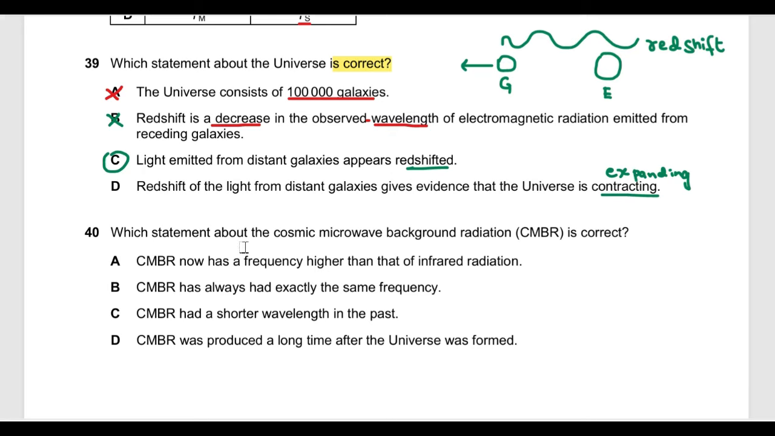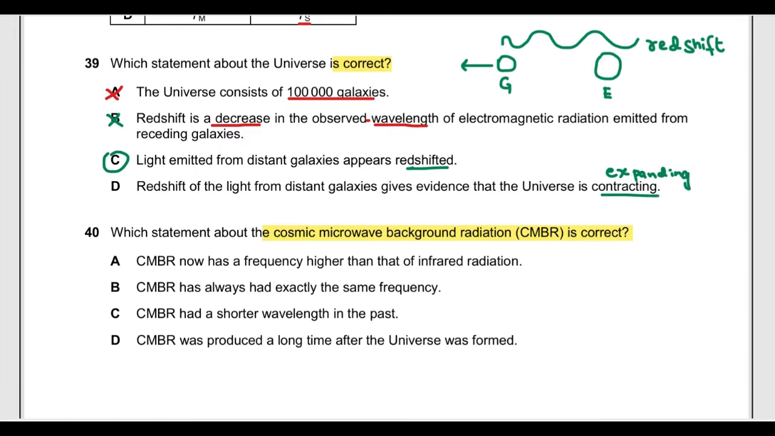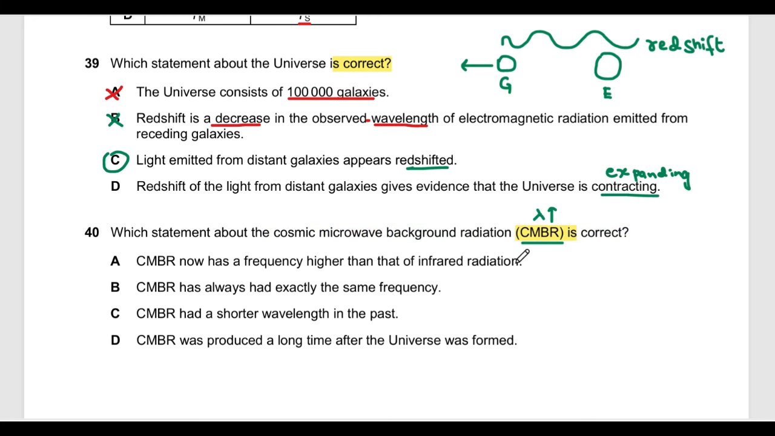Question 40 says which statement about cosmic microwave background radiation is correct? CMBR is the radiation that has been present since the Big Bang occurred, and the wavelength of CMBR is increasing and redshifting. So option C, which says that CMBR had a shorter wavelength in the past, is correct. Yes, its wavelength is increasing, so in the past it had a shorter wavelength.